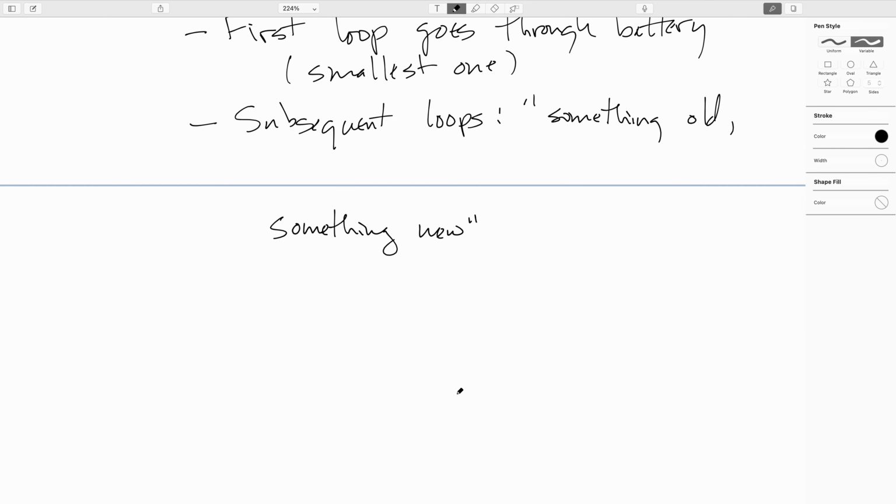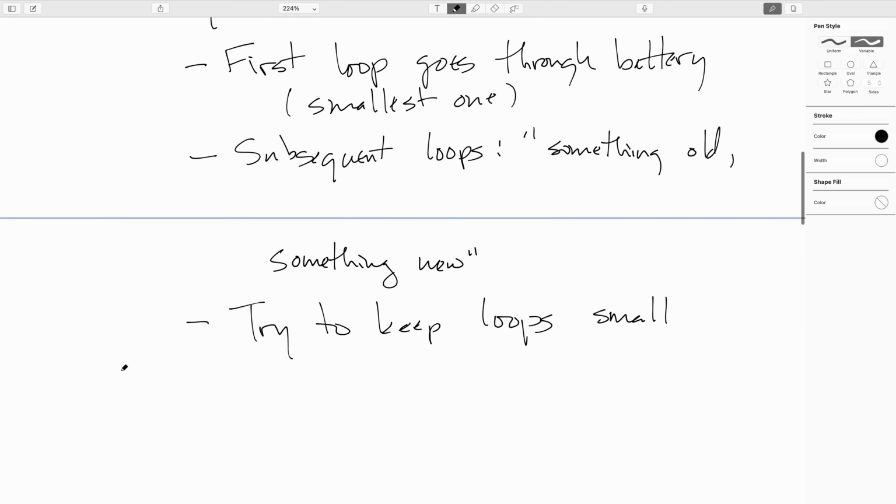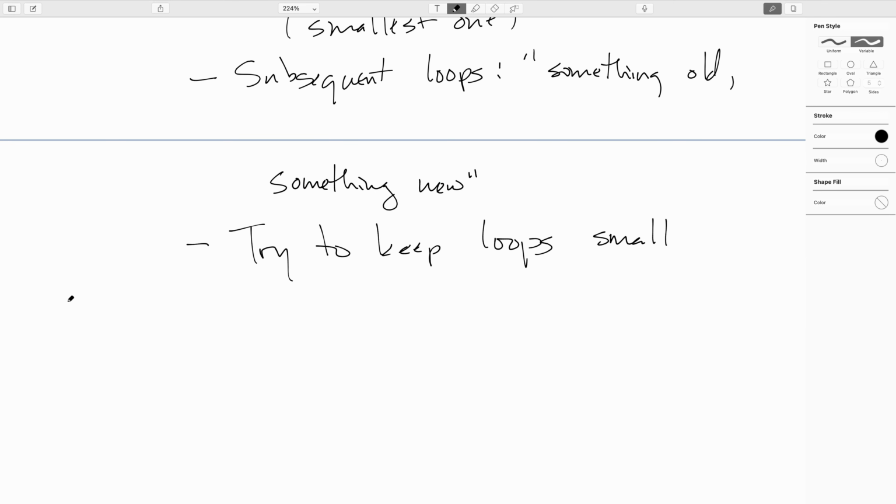And again, in order to avoid clutter, and it's going to be kind of unavoidable, but to minimize clutter, try to keep your loops small. So then once you've done all that, what step are we on? Step 6. Solve using your favorite technique.